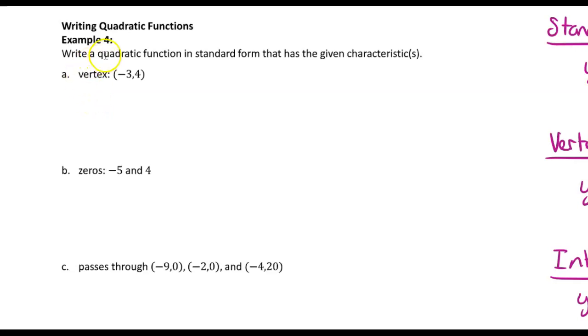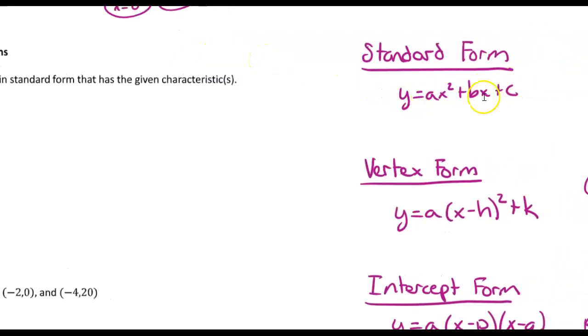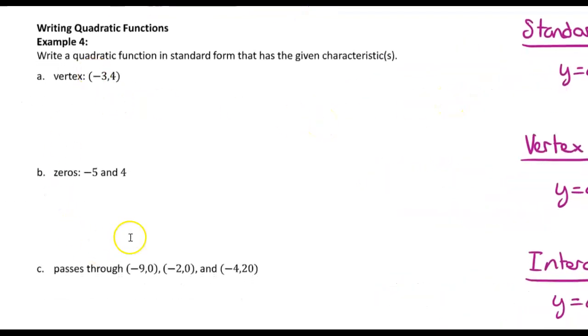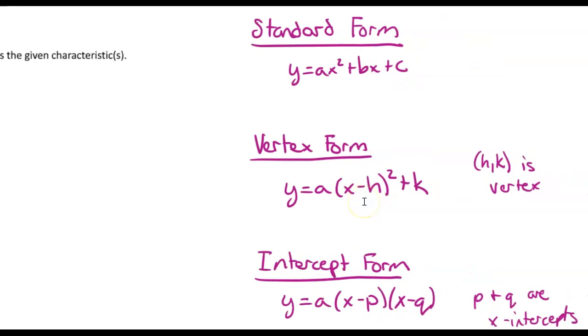In example 4, we're writing quadratic functions in standard form. So our end result will be standard form, ax squared plus bx plus c, based on these characteristics. When you have different characteristics, you're going to be starting in a different place, okay? On this first one, you have a vertex.